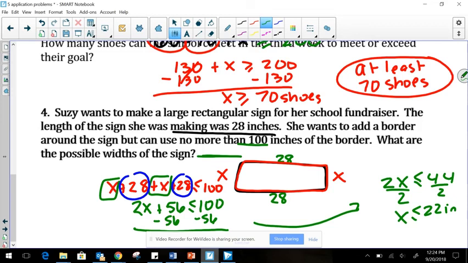But we can't have any negative widths of a poster. That doesn't make any sense. So I'm just going to add here. It also has to be greater than or equal to 0. So meaning like, okay, it has to be a positive number that's less than or equal to 22, but also greater than or equal to 0. This fancy thing here is called a compound inequality, but we're just saying it has to be a positive number. Okay, and that is all for the inequality or the application notes today.